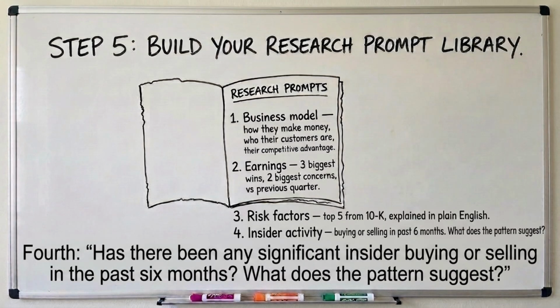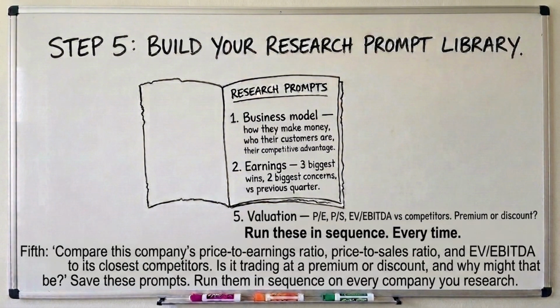Fourth, has there been any significant insider buying or selling in the past 6 months? What does the pattern suggest? Fifth, compare this company's price-to-earnings ratio, price-to-sales ratio, and EV to EBITDA to its closest competitors. Is it trading at a premium or discount, and why might that be?